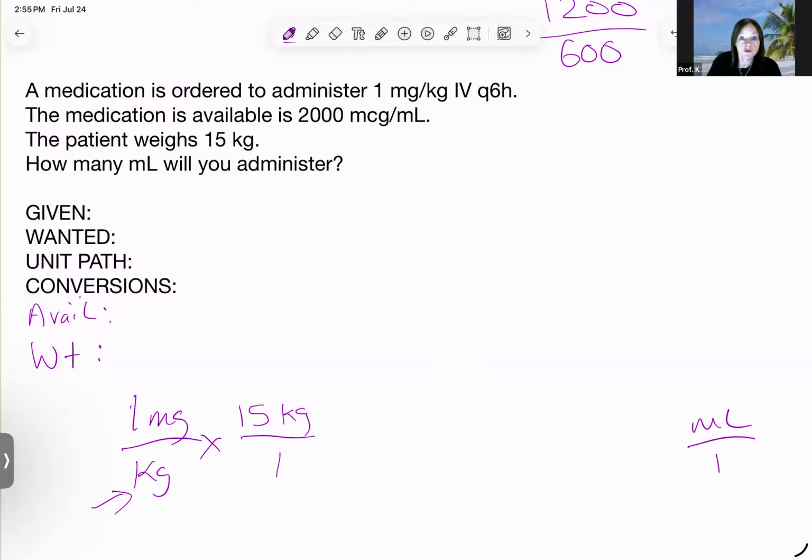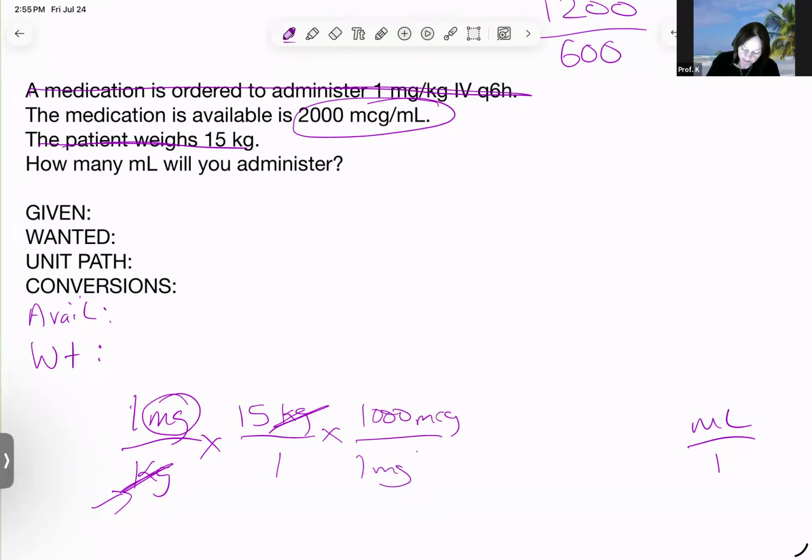And I'm going to put it over 1. So when I use that, I cross off what I've used, and I cross off the unit of measure. So now I have to get rid of milligram. The only thing left in my problem is in micrograms, so it should trigger that I need a conversion. And the conversion for milligrams to micrograms is 1 milligram is 1,000 micrograms.